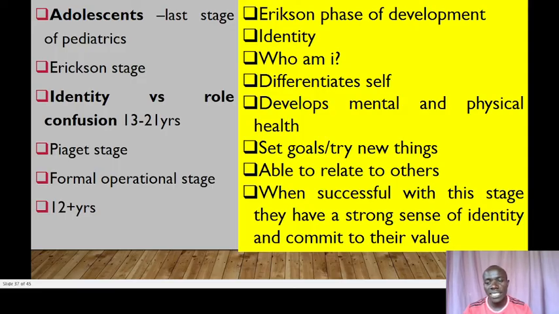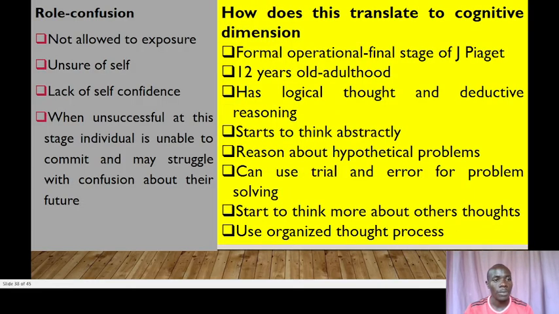When they are successful in this stage, they have a strong sense of identity and commit to their values. In terms of role confusion, they are not allowed exposure. So if you don't expose your children, they will be in this stage. They are unsure of themselves, they lack self-confidence. When unsuccessful at this stage, remember, they are unable to commit and may struggle with confusion about their future, guys.